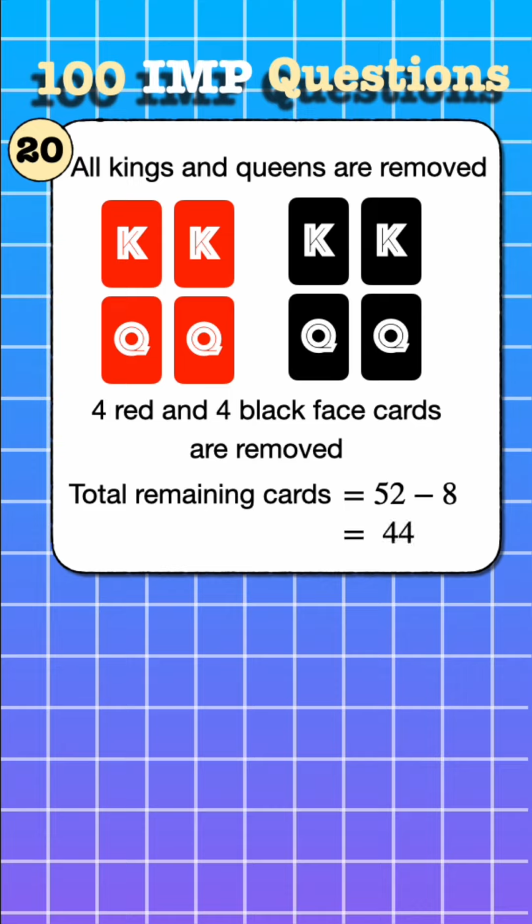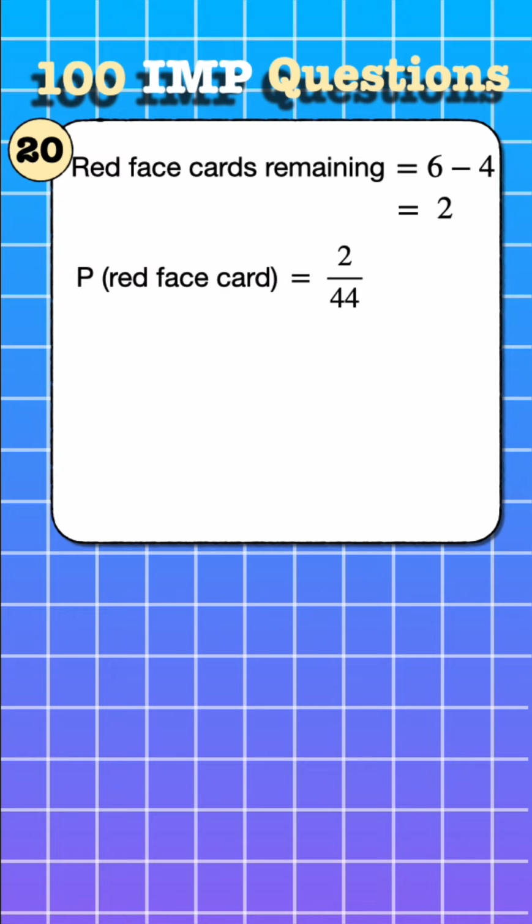So first they're asking what is the probability of a red face card. So how many red face cards are remaining now? Total 6 red face cards are there, right? 2 king, 2 queen and 2 joker. So 4 we have already removed. So only 2 are remaining. 2 red jokers are remaining. Those are our favorable outcomes. So the probability of getting a red face card is 2 upon 44, which is 1 upon 22.